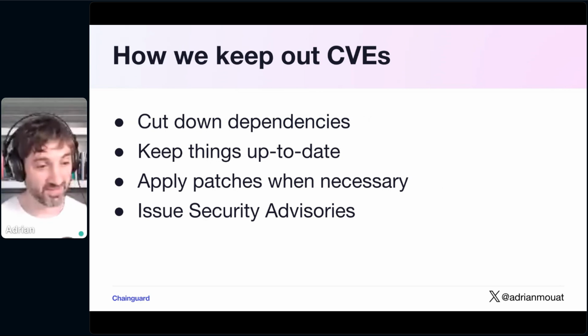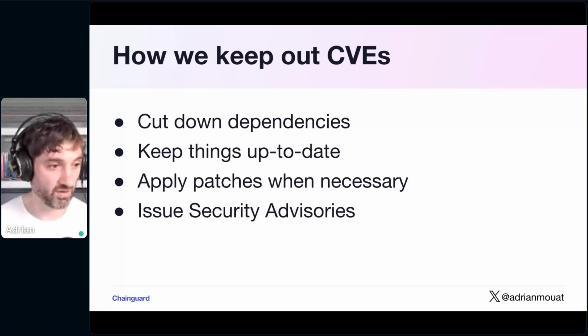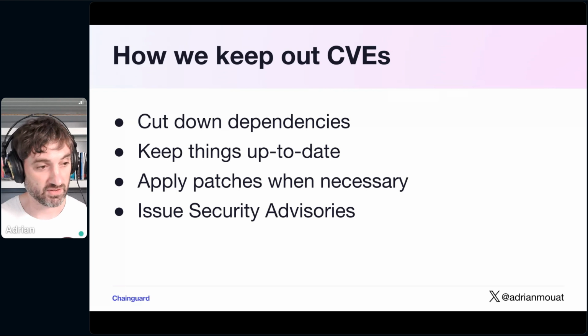The second thing we do is we're just really aggressive about keeping things up to date. We're rebuilding our images all the time, at least daily. And if an upstream project like Redis or Nginx or a library releases a new version of the software, we immediately grab that and build it and release it into our operating system, or I should say Linux distribution, called Wolfi.